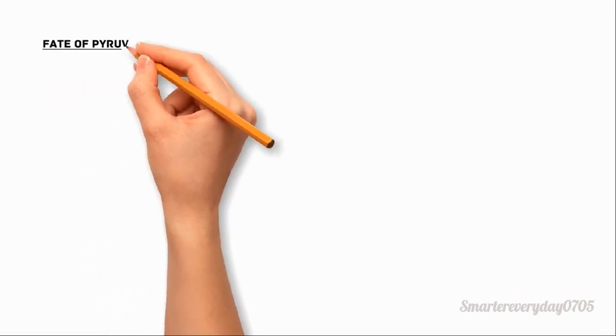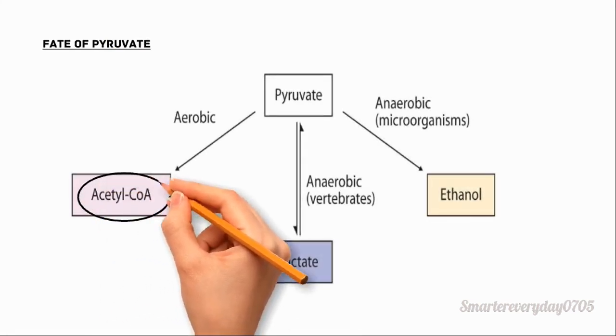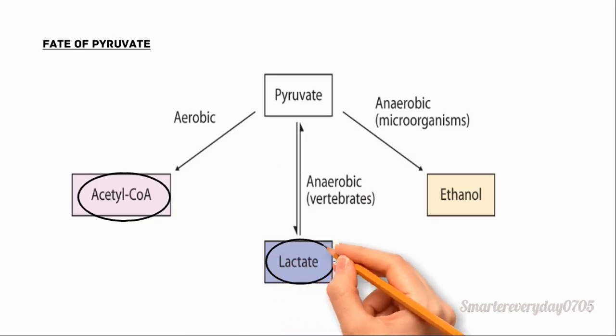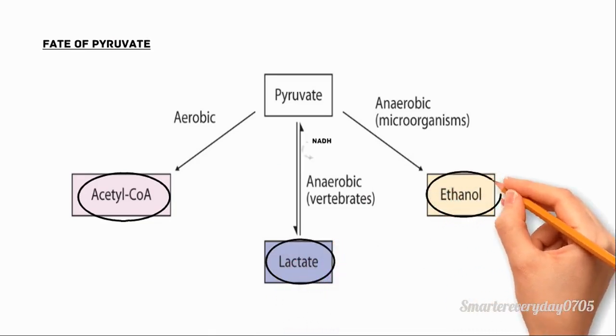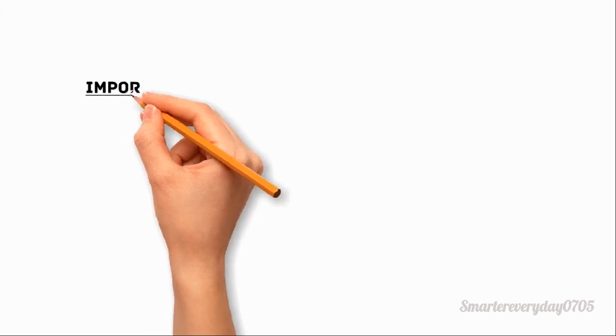Fate of pyruvate. In aerobic conditions, pyruvate enters the mitochondria, where it is converted to acetyl-CoA and enters the citric acid cycle. In anaerobic conditions, pyruvate is reduced to lactate in animals or ethanol in yeast via fermentation, regenerating NAD+ for glycolysis to continue. Importance of glycolysis.